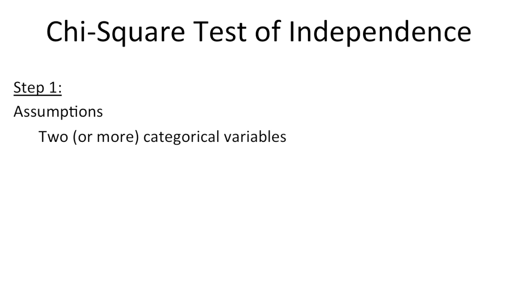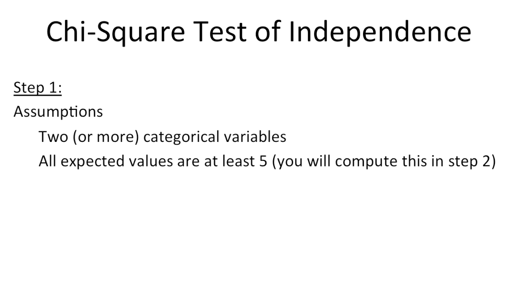The chi-square test of independence is going to use the same 5-step hypothesis testing procedure that you first learned in Lesson 8. In Step 1, we're going to identify assumptions. The first assumption is that you have two or more categorical variables. In this course, we're only going to be working with two-way chi-square tests. In other words, chi-square tests that involve exactly two categorical variables, but it is possible to conduct a chi-square test of independence with three or more categorical variables. The second assumption is that all expected values are at least 5. You'll compute this in Step 2.